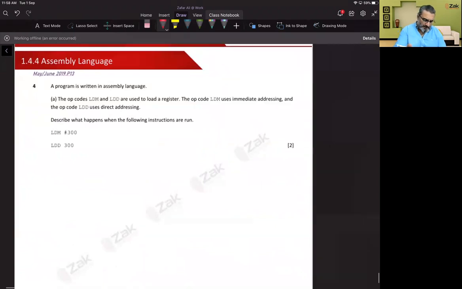A program is written in assembly language. The opcodes LDM and LDD are used to load the register. LDM uses immediate addressing and LDD uses direct addressing. Describe what happens when the following instructions are run. The accumulator will be loaded with 300 for LDM, and for LDD the accumulator will be loaded with whatever is at address 300, as it is direct.